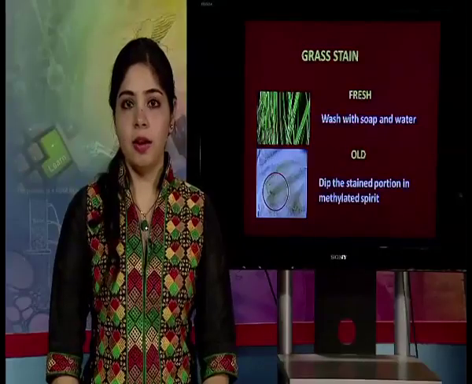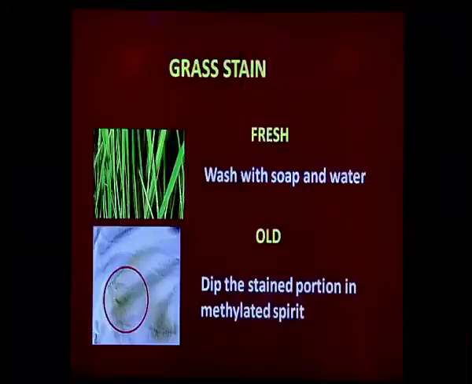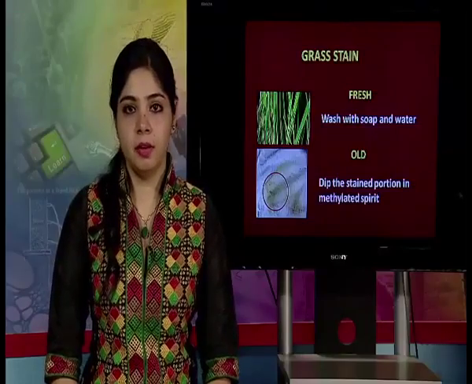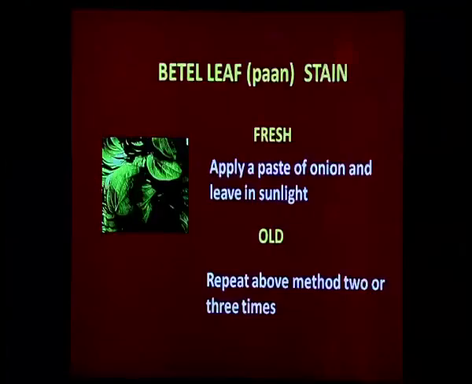The next stain falls under the category of miscellaneous stains. This one is a grass stain. For the fresh stain, wash with soap and water, and if the stain is old, dip the stained portion in methylated spirit. The next stain is betel leaf or paan stain.